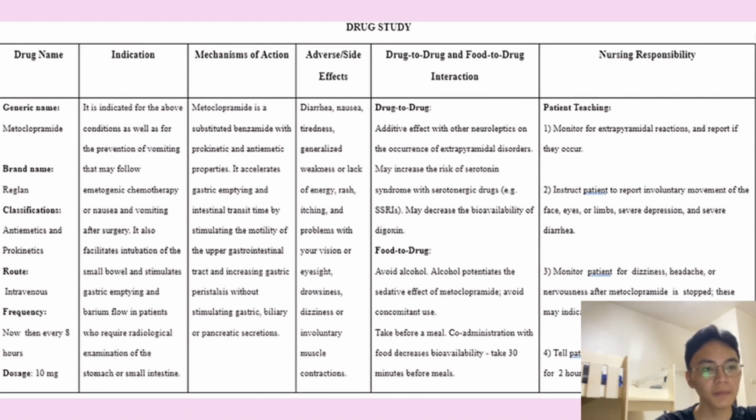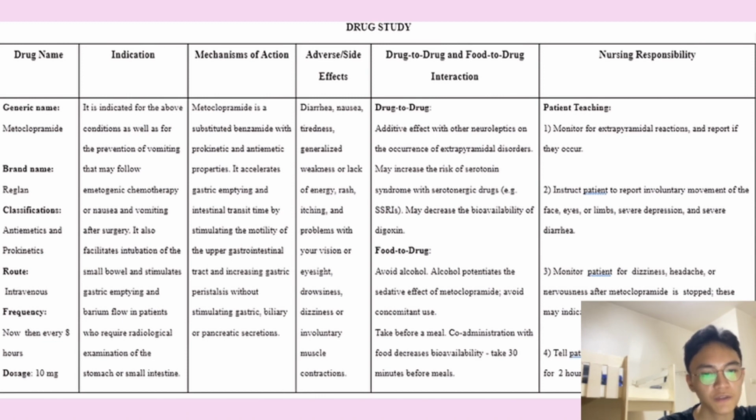One of metoclopramide's functions is helping lessen the nausea and helping the patient not to vomit. So our brand name for metoclopramide is Reglan. The classification is antiemetics and prokinetics, with the route of intravenous, frequency of every 8 hours, with a dosage of 10 milligrams. It is indicated for the above condition as well as for the prevention of vomiting that may follow emetogenic chemotherapy, as I said, or nausea and vomiting after surgery.